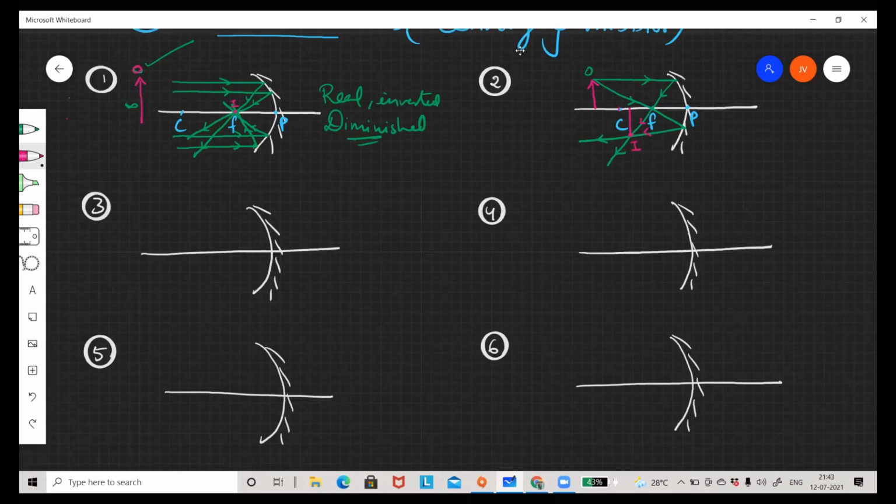So image formed between C and F. This image is formed by actual intersection of reflected light rays, so this image is a real image. Real image is an image that is formed by actual intersection of reflected light rays. So it is upside down. You see, object is erect, but image is inverted. And this is small in size. Why is it not diminished? Because the light rays did not intersect at a point.